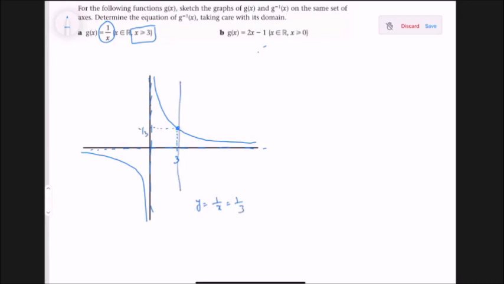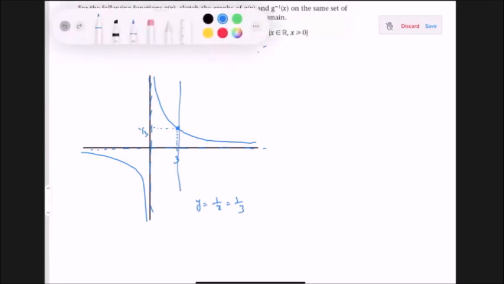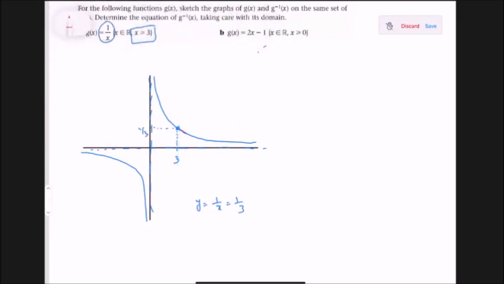So the curve at the right side of 3 is included. X has to be greater than 3, so it means I will just keep this portion of the curve. This will be parallel to the x-axis, okay, and we need to discard the remaining portion, so I will just remove this part.